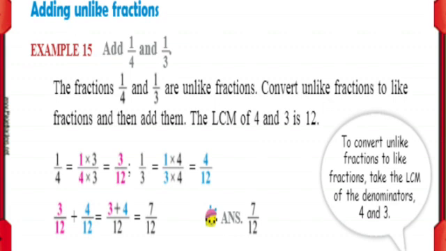So what should you do? You must first find the equivalent fractions for the given fractions 1 by 4 and 1 by 3. You have to find the equivalent fractions with the denominator 12. So the equivalent fraction for 1 by 4 is 3 by 12 and for 1 by 3 it is 4 by 12. Now you will add the fractions. 3 by 12 plus 4 by 12 will give you 7 by 12 as the required answer.